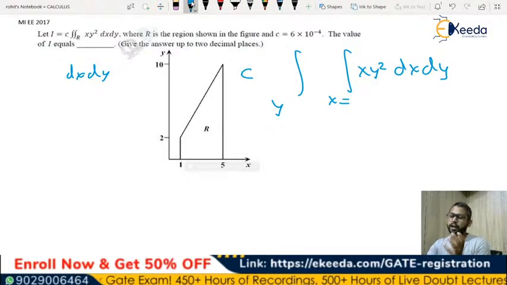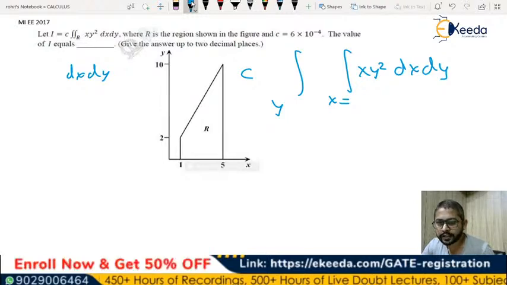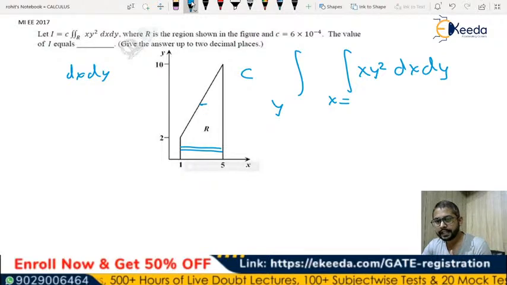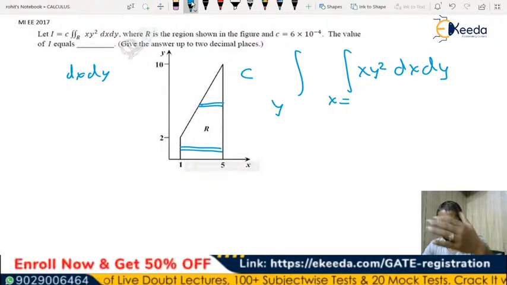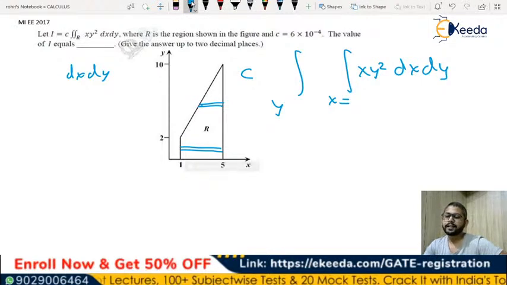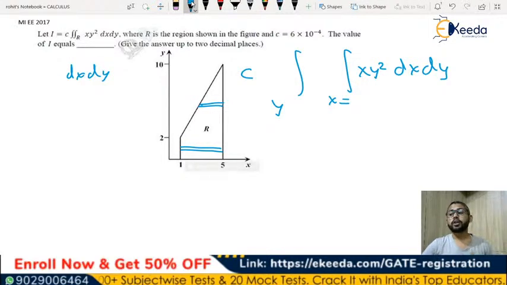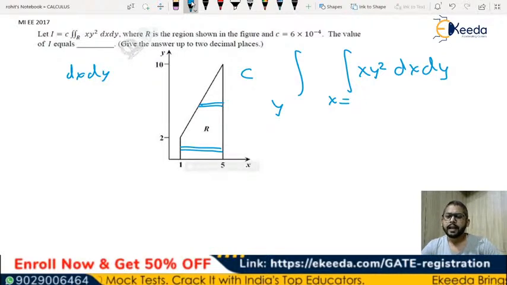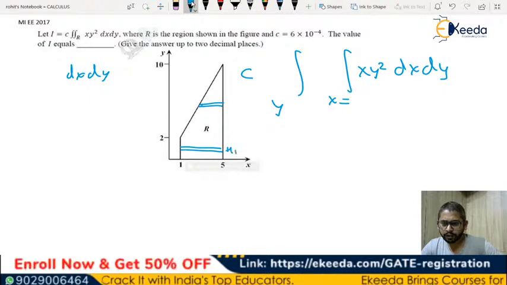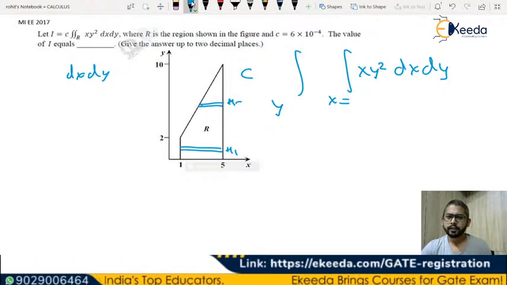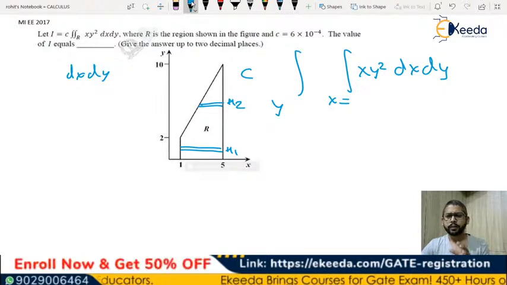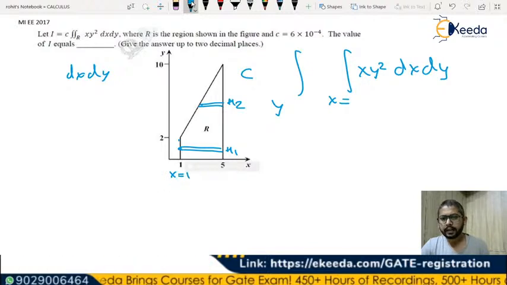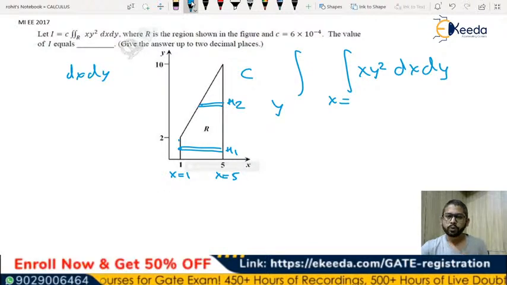Since the order of integration is dx dy, you will have to take a horizontal element. But do you see that this horizontal element and the one which I have drawn below are different? What is the difference? The difference is the locus of the end point and initial point. Although the end points are the same, the initial points are different. In the first case, let's say this is horizontal element h1, and this is horizontal element h2. In h1, the limits start at x is equal to 1 and end at x is equal to 5, whereas afterwards it is on this line.